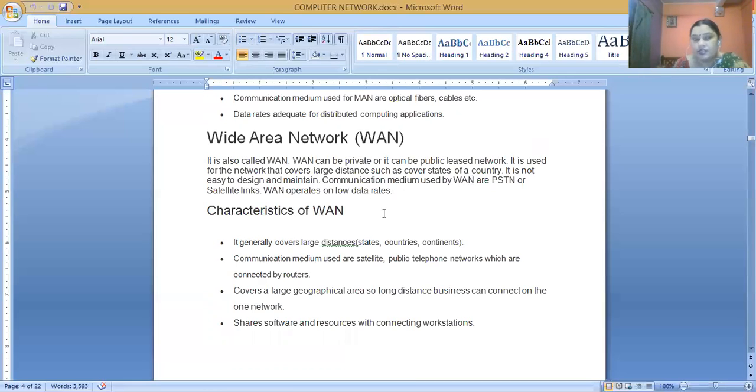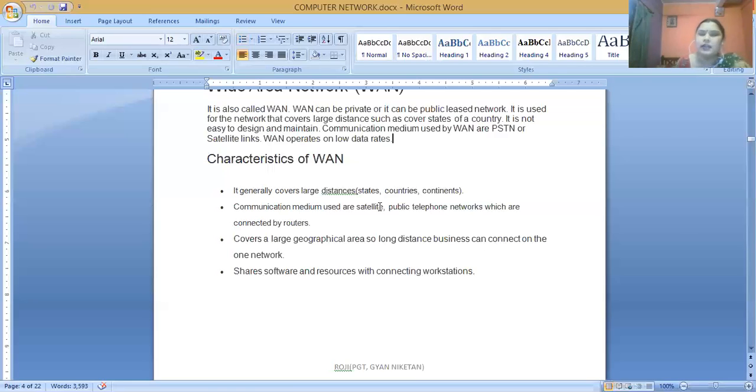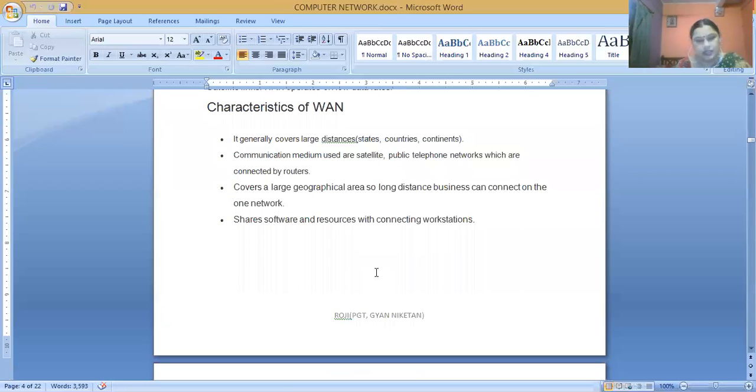What are the characteristics of WAN? It generally covers large distances, that is state, country, continents. The communication media used are satellite and public telephone networks, which are connected through routers. It covers a large geographical area, so long distance businesses can connect on one network and share software and hardware resources by connecting the workstations.